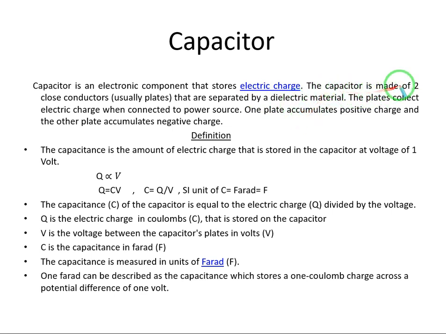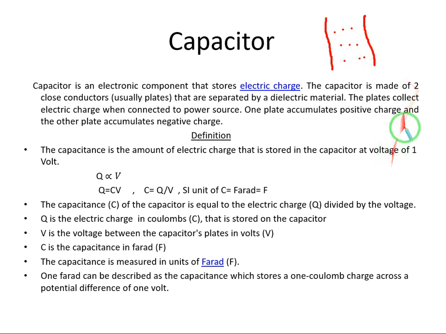So the capacitor is made of two closed conductors, or you can say made of two plates that are separated by a dielectric material. Let's see what it is. We have one plate. This is your second plate. Okay, so capacitor is made of two plates, and between the two plates there is a dielectric medium.